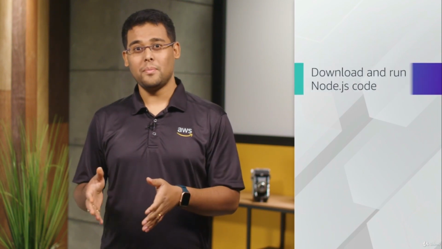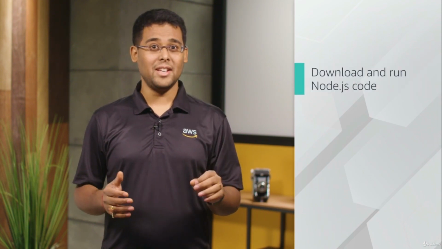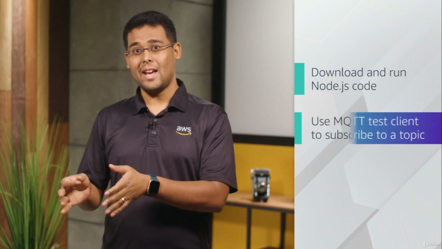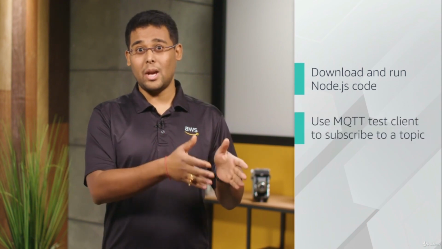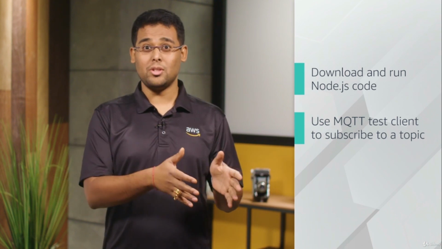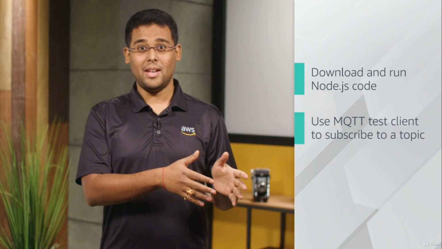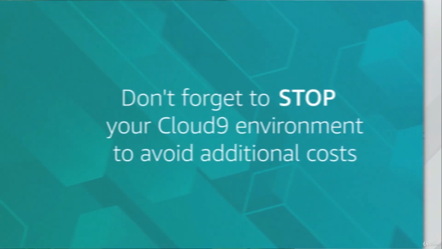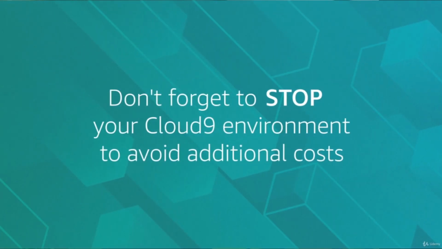Once the cars are created, you need to take a ride, yeah? So to start the car engine, you will download some Node.js code and run it. Finally, you will use the MQTT test client built into the AWS IoT console to subscribe to a topic to view the messages coming from the cars. And when you are done with the exercise, do not forget to stop the Cloud9 environment to avoid any additional cost.